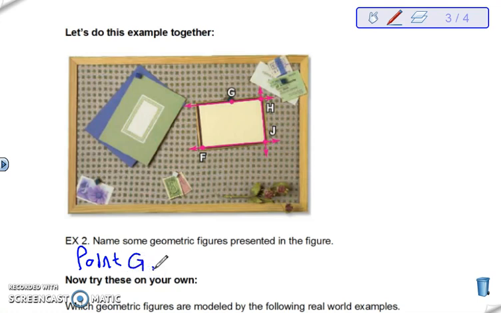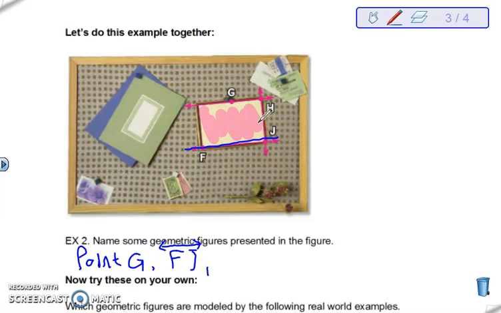It looks like we have some lines on here, right? So we can call the line, say, from F to J. And again, we want to make sure to put the arrows on the end because it has arrows in the picture. And then the sheet of paper itself is a plane.